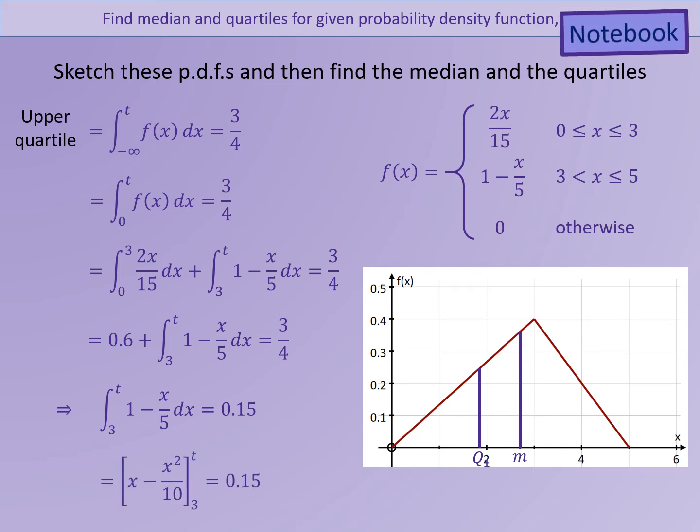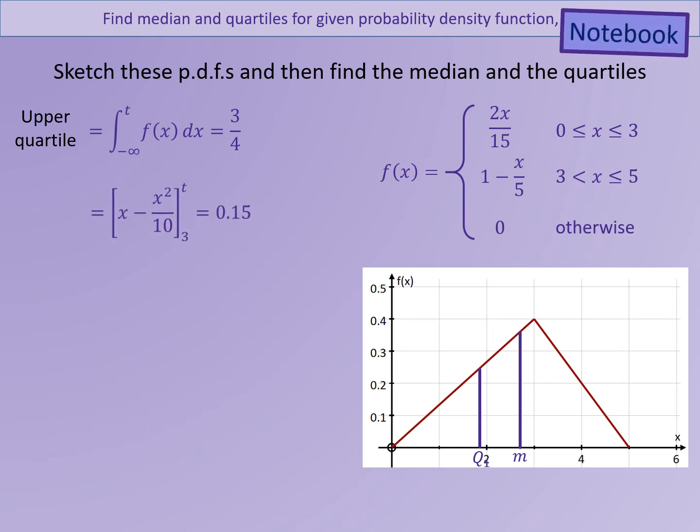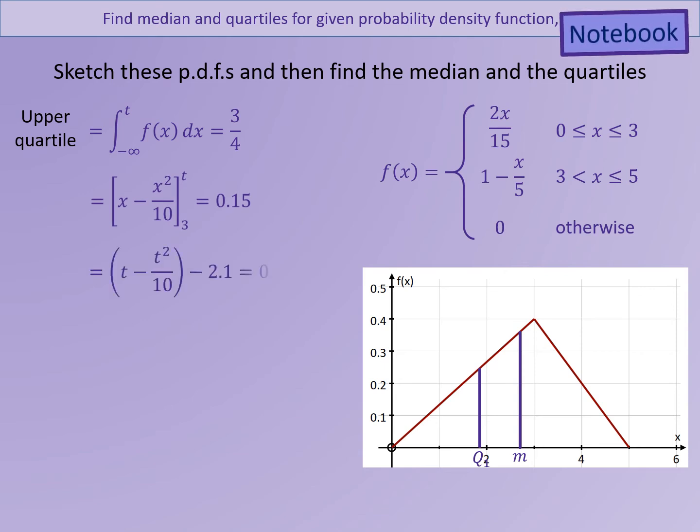Again, we're now going to find f of t minus f of 3, set this equal to 0.15. Calculating this gives us this function here, which has a t value of 3.419.